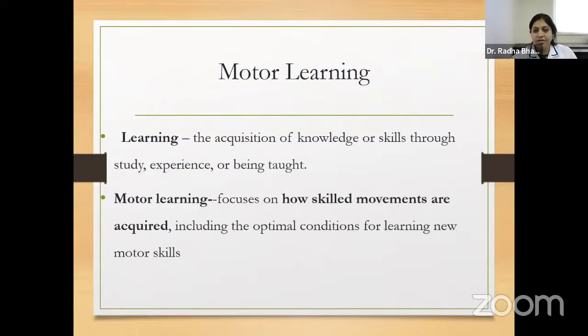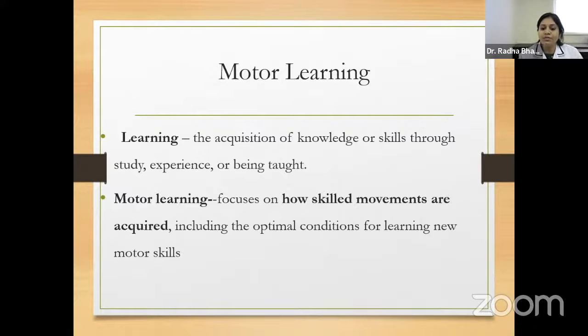as I said earlier, learning, if we talk about it in a normal sense, is the acquisition of knowledge or skills through study, experience, or being taught. And when we come to motor learning, it focuses on skilled or acquired movement, including the optimal conditions for learning new motor skills, how a skilled movement is learned or acquired. So when we are dealing with movements or actions, it is about motor learning.